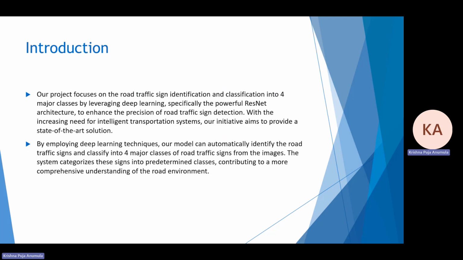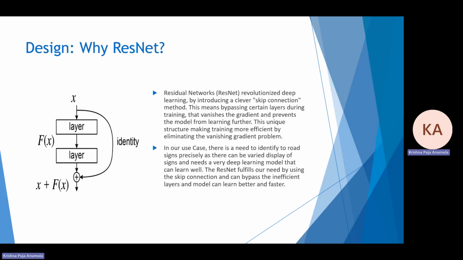In the current phase, we focused on identifying and classifying road traffic signals into four predetermined classes. Our model uses the powerful ResNet architecture and we use transfer learning. First, we extract the features from the lower levels of the ResNet and we classify the images in the final layer. Why did we choose ResNet?